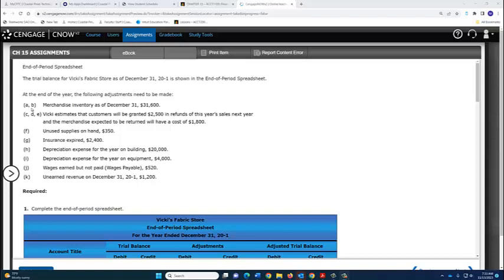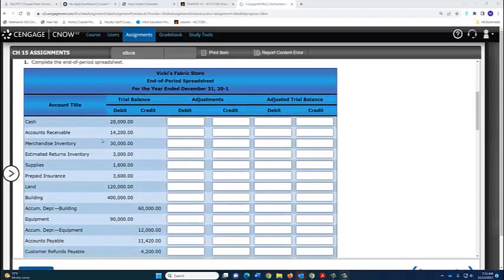In A and B, the merchandise inventory is $31,600 as of December 31st. So someone has gone in and counted the physical inventory, and the actual number is 31,600. However, if we go down to our worksheet, we see in the trial balance we are reporting 30,000.